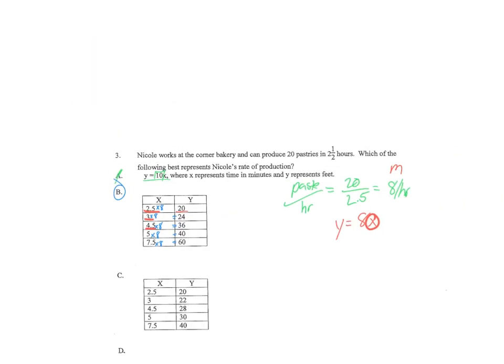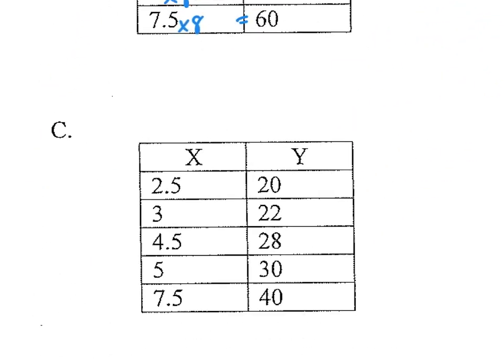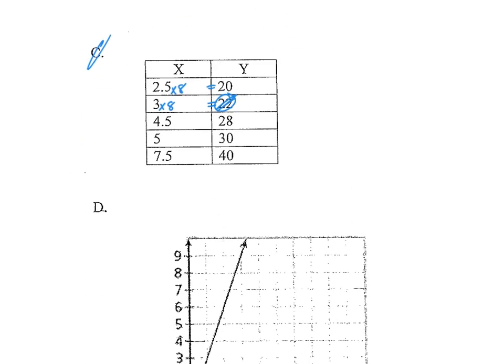And again, I'm using that because this is the slope that we found just a little while ago. I'm going to show you on C. Well, if I did 2.5 times 8, I'd get 20. If I do 3 times 8, I should get 24, but I get 22. So that one doesn't work. That's why C is out.